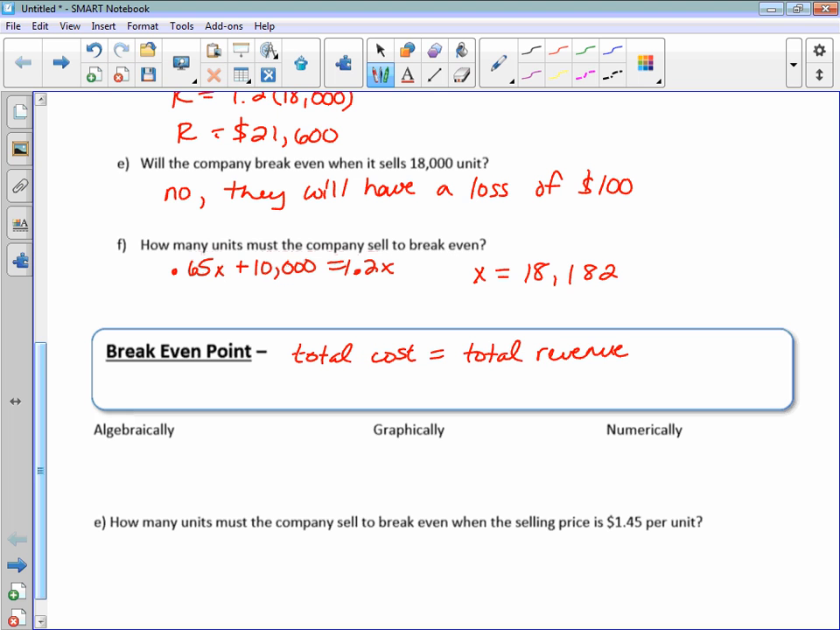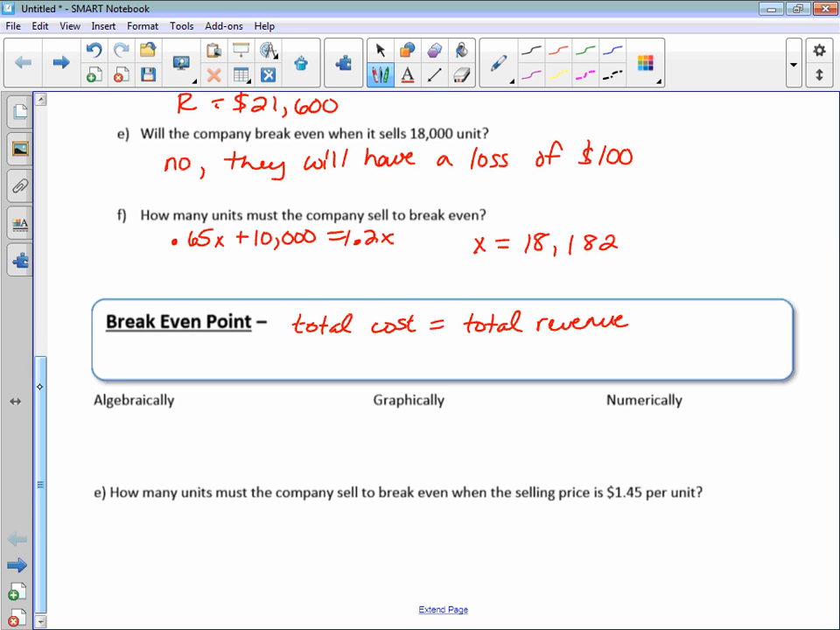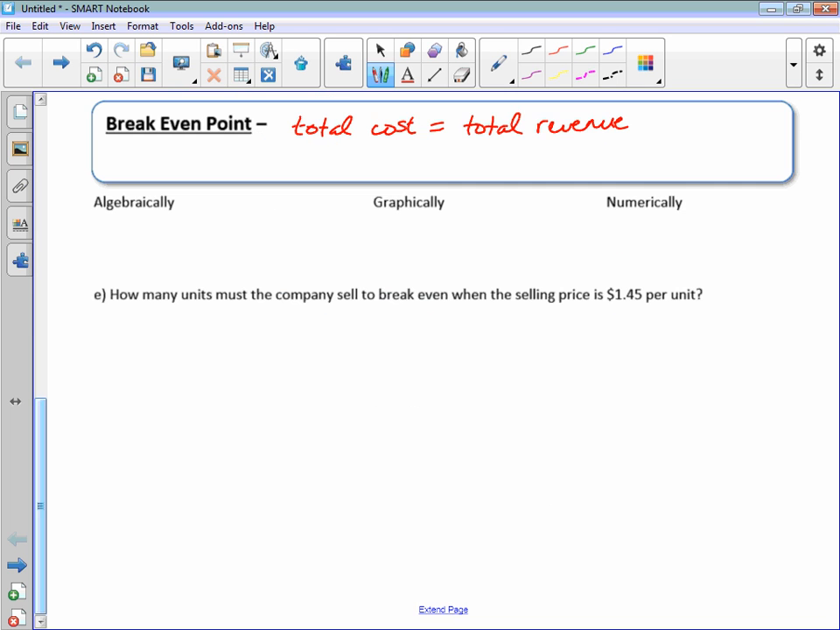You can show this in different manners, algebraically, graphically. We're not going to do anything numerically with it. Algebraically is what we just did, where you set them equal and solve. Graphically is where you graph them and find the intersection. That's it.